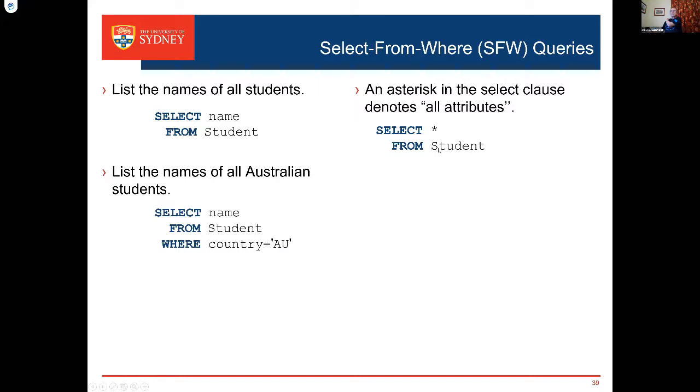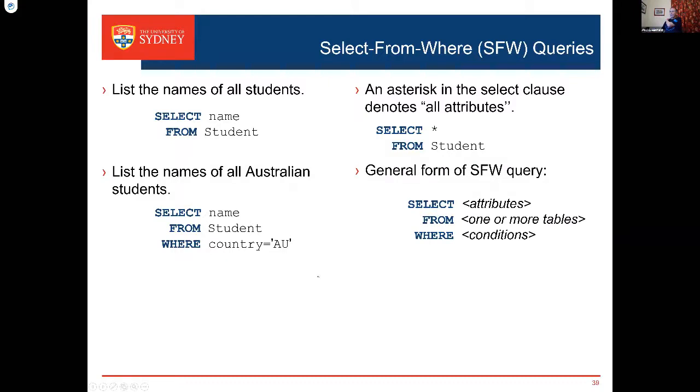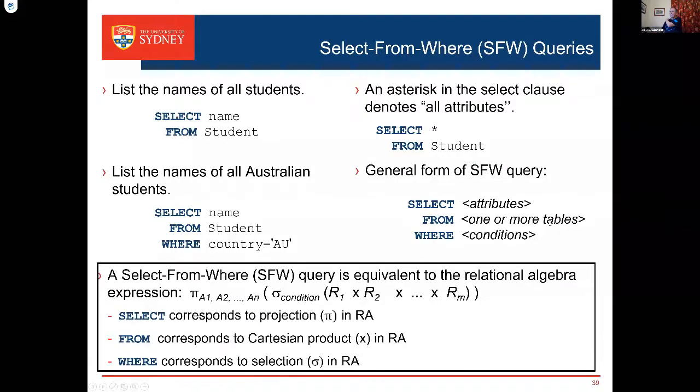Select the names of all the Australian students. Now here we've got a where. So select from where country equals AU. This is our selection operation. That's our projection operation. General form is that. When we do one or more tables, that's going to be our Cartesian product.